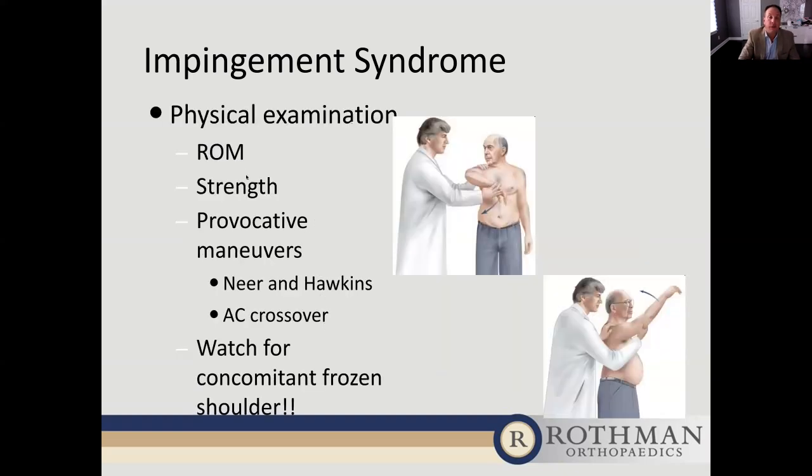What we want to do is check range of motion, make sure it's not a frozen shoulder. I want to check somebody's strength. We're going to do these provocative maneuvers, which are the Hawkins sign, which is this rotation maneuver, and the Neer sign, which is bringing the arm up overhead. And we also want to do an AC cross-arm test because sometimes they can get impingement syndrome from arthritis in the collarbone joint. And again, we also want to watch for frozen shoulder. Sometimes, again, it can start out as this, and if it's been there long enough, some patients who are at risk can develop a frozen shoulder after having impingement syndrome.